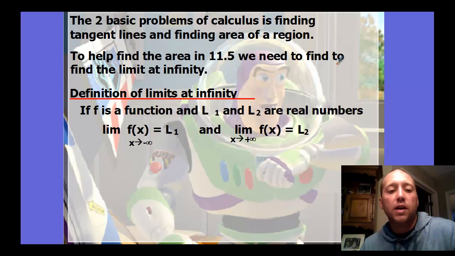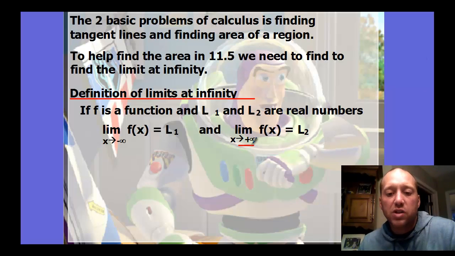But let's first look at the definition of limits at infinity. If f is a function and L1 and L2 are real numbers, then the limit as x approaches negative infinity of f of x is L. So it's that real number. It's similar to what we've been doing with limits, but x going to negative infinity means forever to the left, or x going to positive infinity means forever to the right.